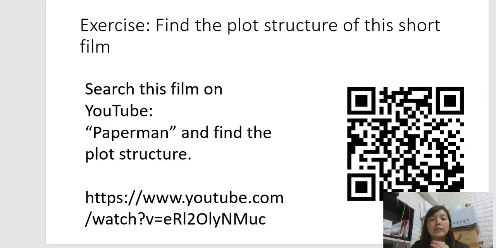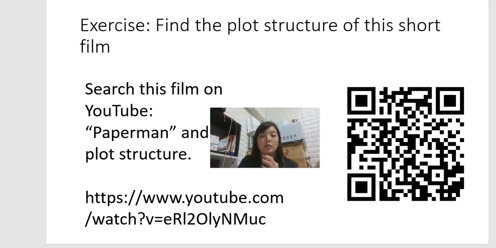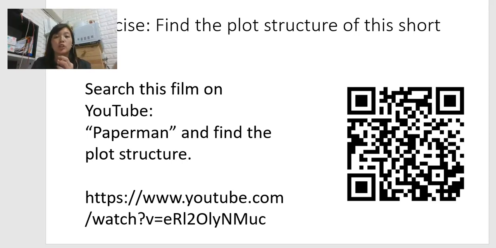Okay, so here I want you to take a look at this film. It's called Paperman, and then we'll do an exercise together. I'll explain a little bit about plot structure using this example. So now pause my video and go to YouTube and look for Paperman, or you can scan this QR code and watch this film first. After you finish watching this animation, come back to my video at this point, and then we'll talk about it.